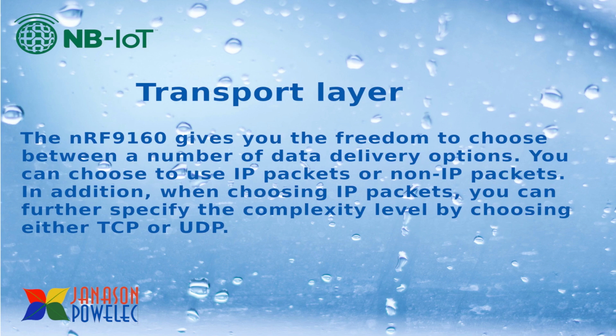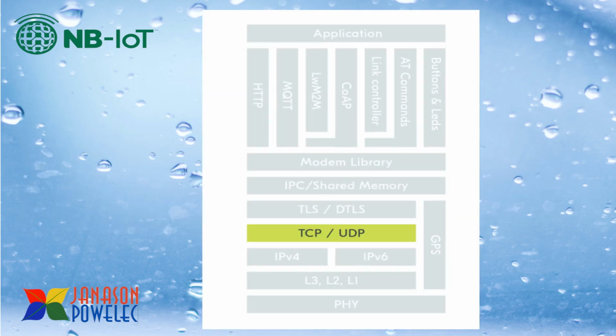Transport layer. The nRF9160 gives you the freedom to choose between a number of data delivery options. You can choose to use IP packets or non-IP packets. In addition, when choosing IP packets, you can further specify the complexity level by choosing either TCP or UDP. So this is the overall structure of the transport layer, or data communication layer. Now we are going to see TCP and UDP.